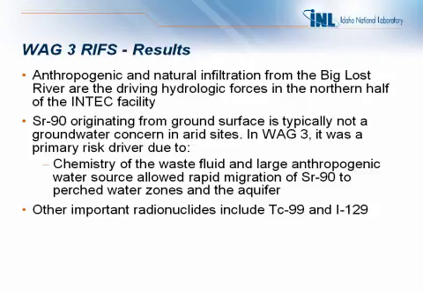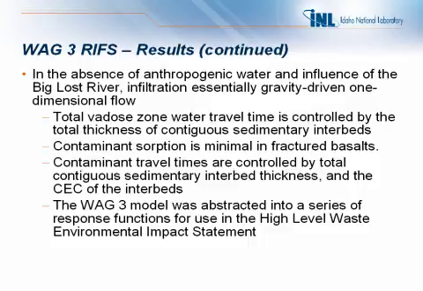And one of the big conclusions: in the absence of anthropogenic water and influence from the Big Lost River, infiltration was shown to be essentially gravity-driven, one-dimensional flow. And so this basically confirms our earlier assumptions that under natural conditions we have a one-dimensional flow system. That model was eventually also abstracted into a series of response functions and used for a high-level waste EIS.